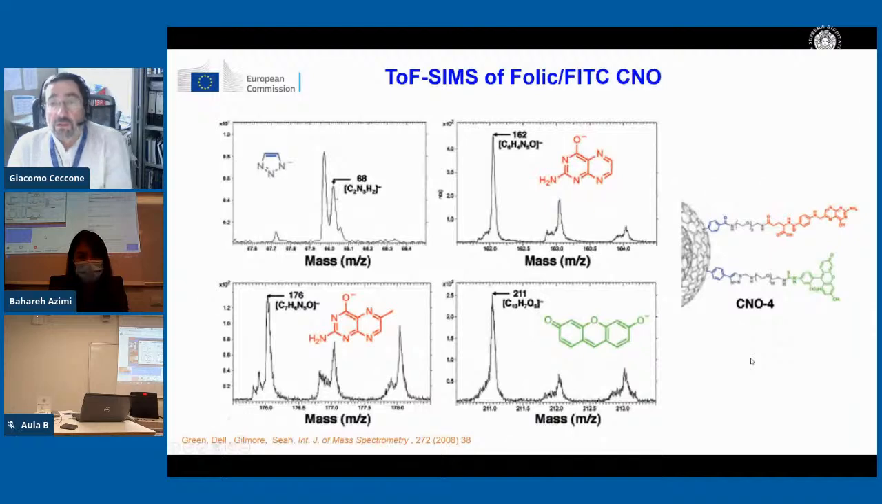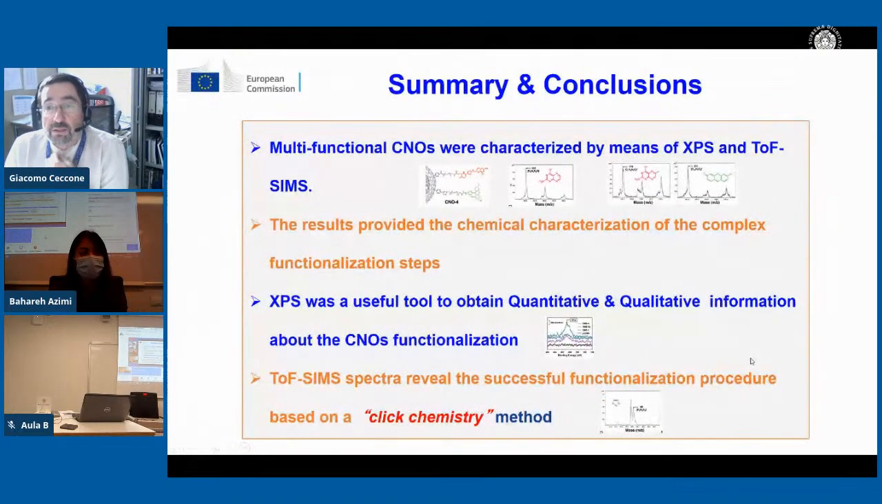So in summary, for this part, I have to say that we demonstrate that although you can have different techniques that can tell you indirectly that your surface functionalization has worked, XPS and TOF-SIMS give the possibility to really identify the chemistry and the single molecules and the single fragments related to the molecules we attach to the surface.